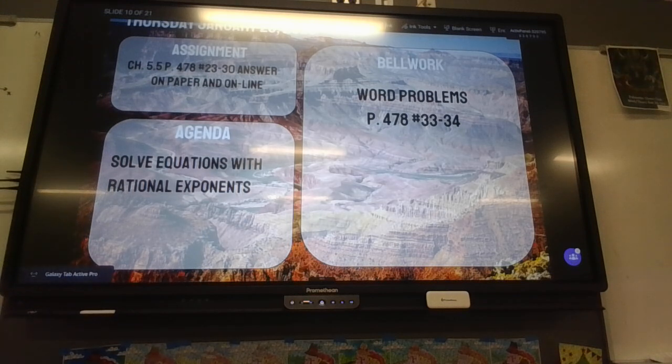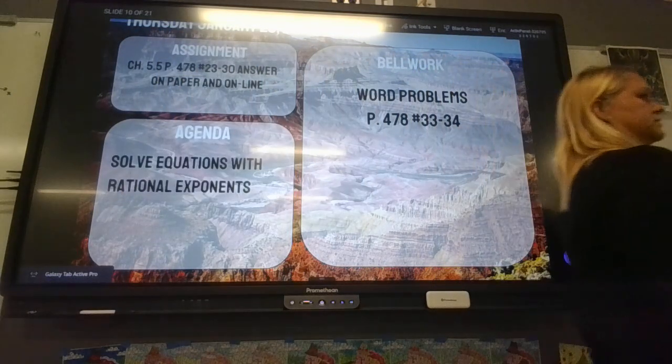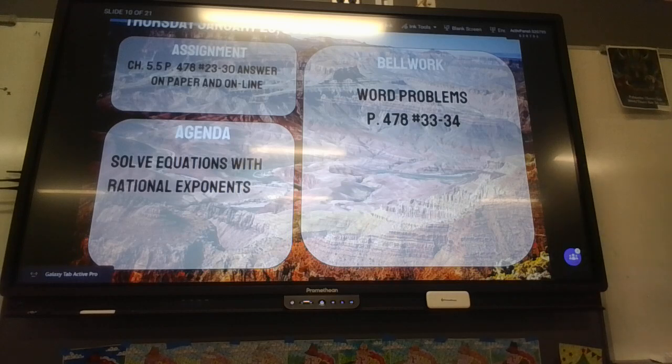So, I think we start with talking about a violin, and then it goes to these rocks in New Zealand. Are y'all ready? Page 478. Cuba's ready.